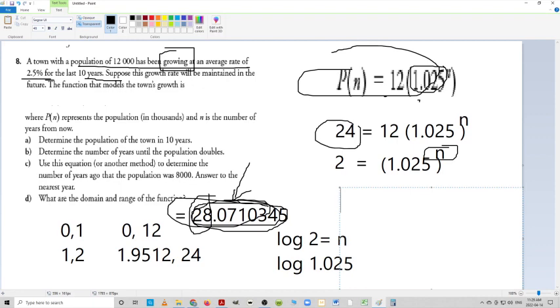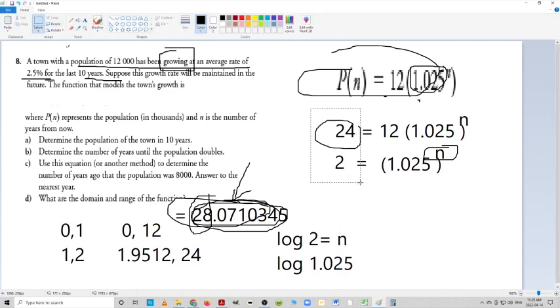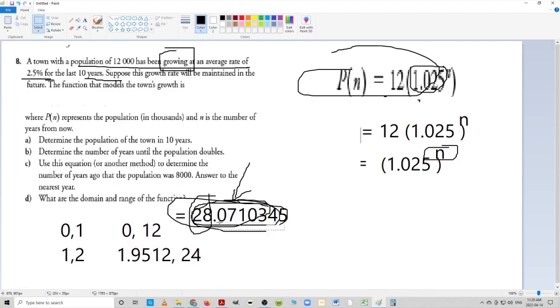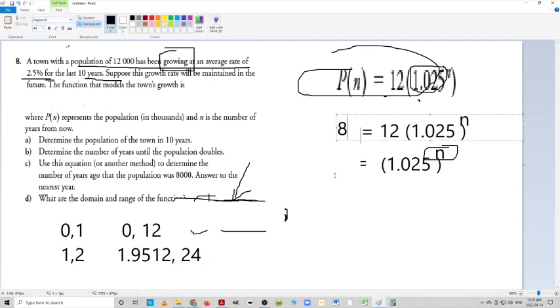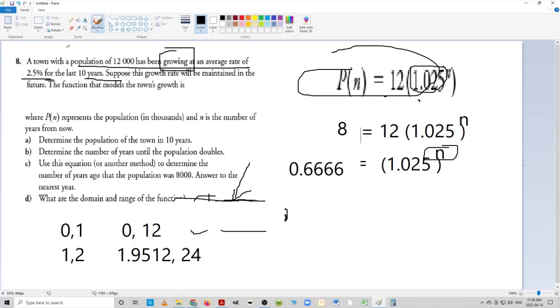Use this equation or another method to determine the number of years ago that the population was 8,000. Oh, so when was it smaller? Well, it's okay. What's 8,000 in this situation? 8,000 would be a population of 8. So it's still the same thing. We divide both sides by this. And you get 8 divided by 12, which is 2 over 3, which is 0.66. Now, clearly, this number is smaller than 1.05. And if I keep adding bigger numbers, this is going to get bigger. So this must be a negative number.